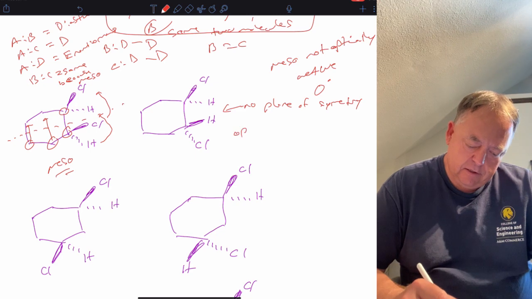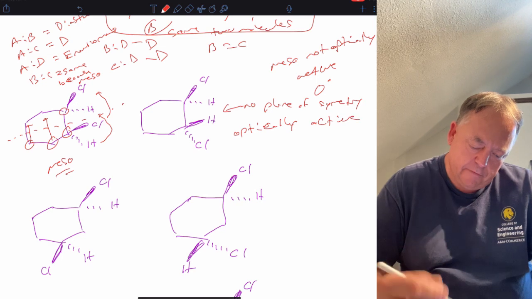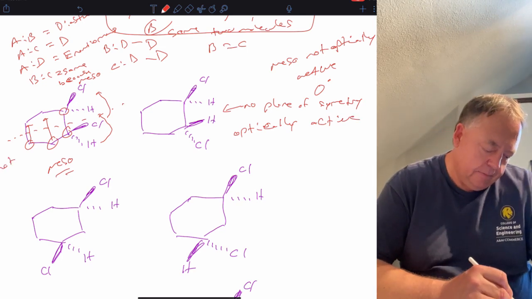So this is optically active. So if you stuck that in the polarimeter, it should rotate plane polarized light. This is not optically active.